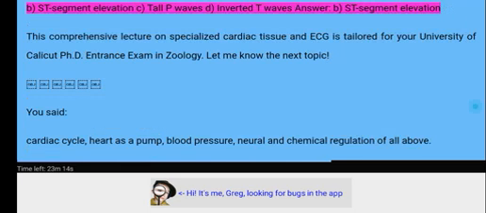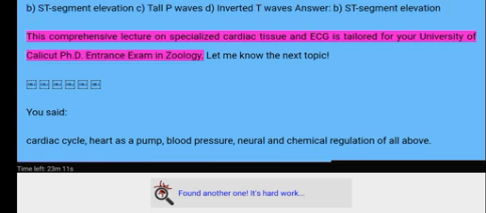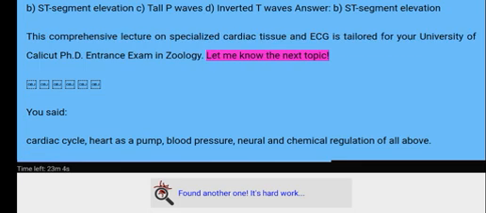Prolonged PR interval. B. ST segment elevation. C. Tall P waves. D. Inverted T waves. Answer: B. ST segment elevation. This comprehensive lecture on specialized cardiac tissue and ECG is tailored for your University of Calicut PhD entrance exam in zoology. Let me know the next topic.